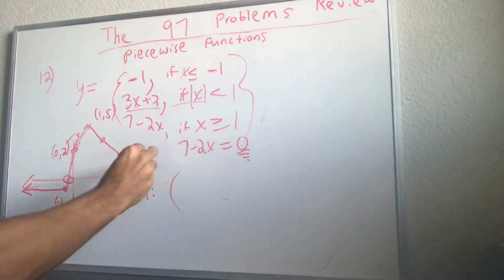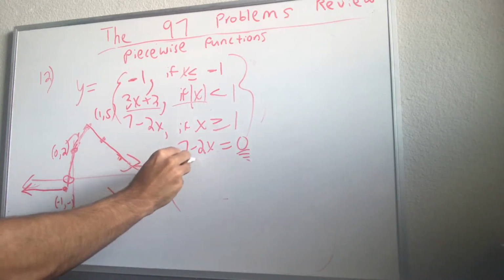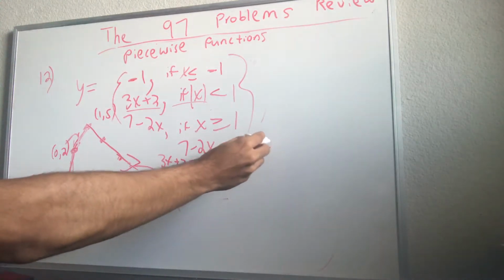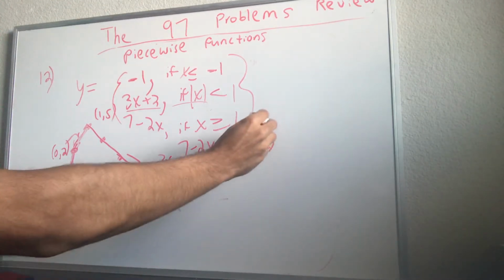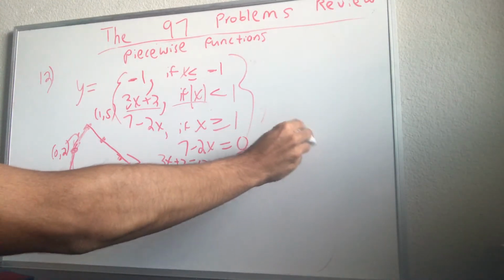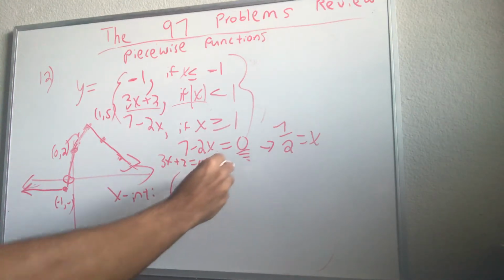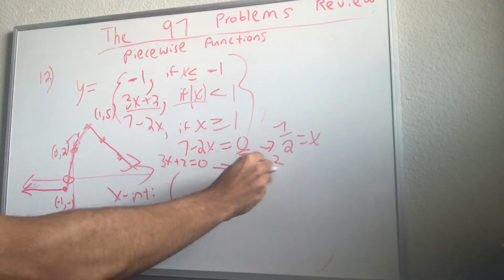So our second equation is 3x plus 2 is equal to 0. And so let's just solve that. So we see that 2x goes there. So we have 7 is equal to 2x. Therefore 7 over 2 is equal to x. And then we have x is equal to -2/3.